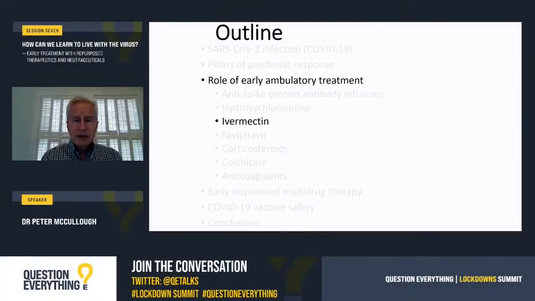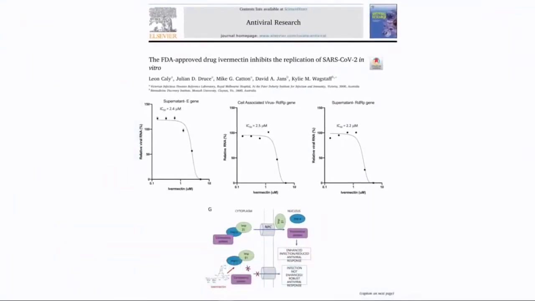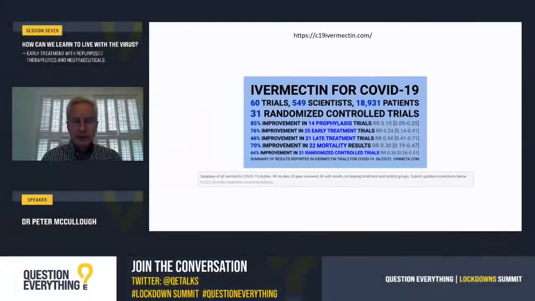Ivermectin. Ivermectin is a drug, next slide, that reduces the nuclear entry of the virus once it's inside the cell, and it also has an inhibitory effect on the dangerous spike protein. So the mechanism of action of ivermectin is solid. Next slide. There are 60 trials completed with ivermectin, and virtually all of them are strongly positive. Next slide.